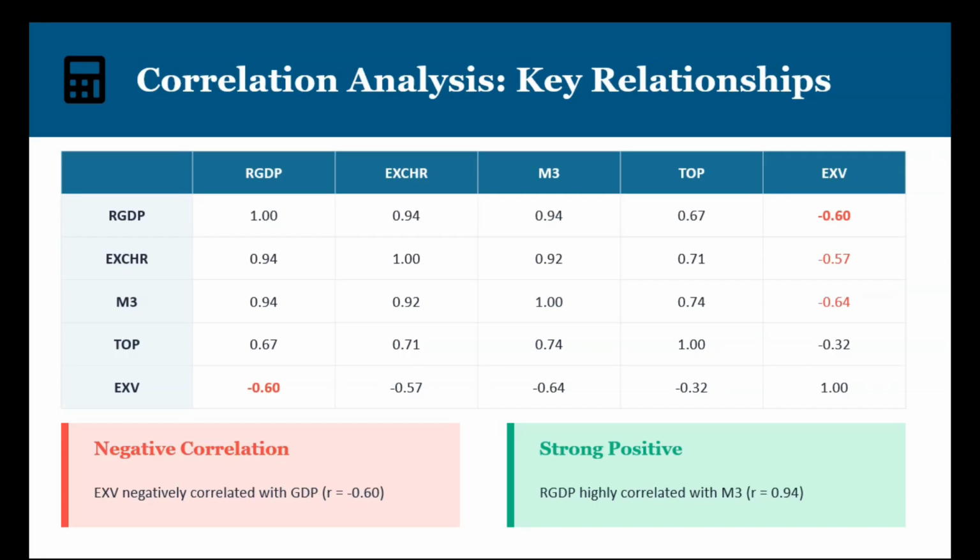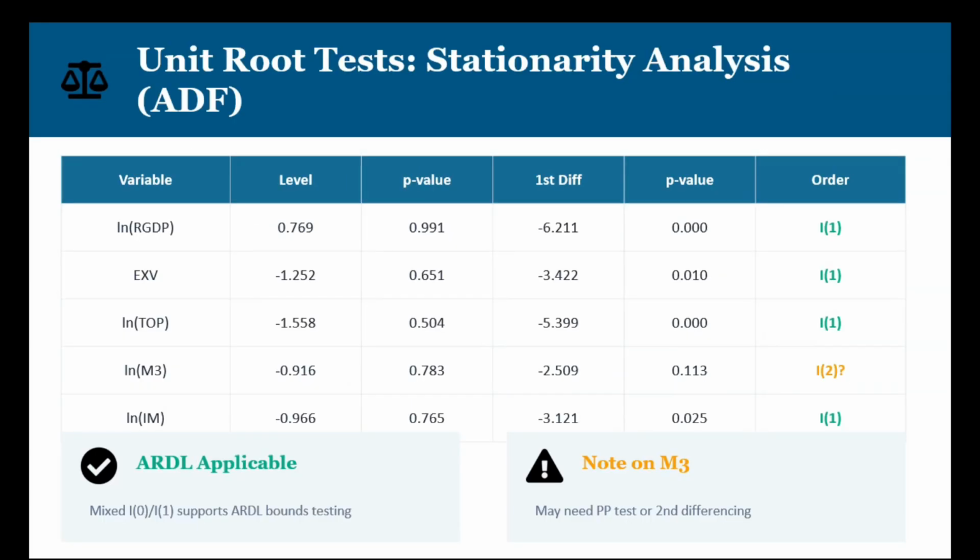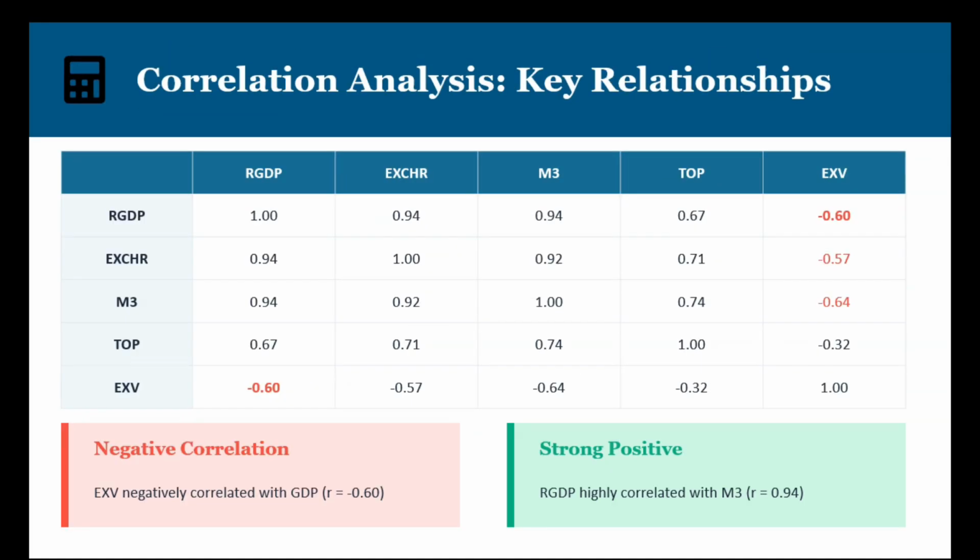The strong positive one is the money supply against the GDP. This one, 94. Money supply is affecting the GDP. The exchange rate also has the same value, both exchange rates. The real GDP, but this is the exchange rate in normal terms. This is the volatility. Yes, it should be the volatility.